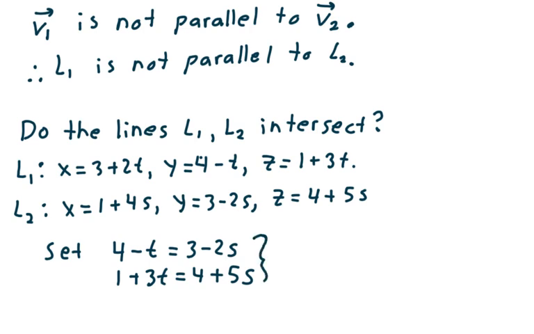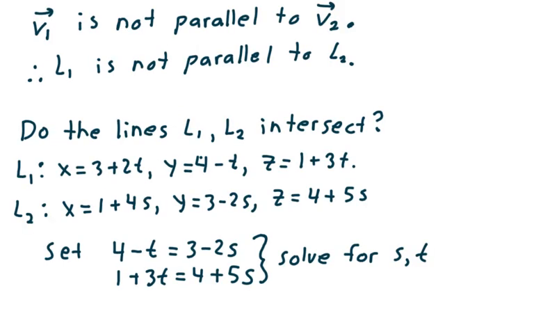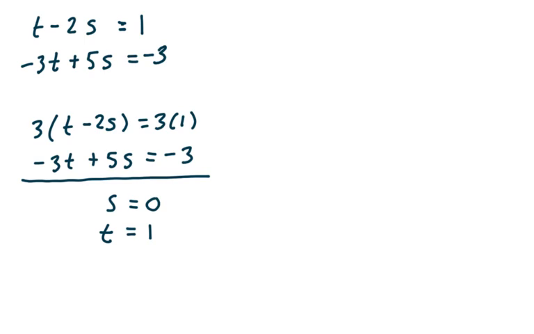And what I want to do from here is solve for s and t. In other words, I want to find the values of s and t that will produce the same value for y and the same value for z. That's the first step. And so let's go back here. I rewrote both equations, and then it looks like the following.